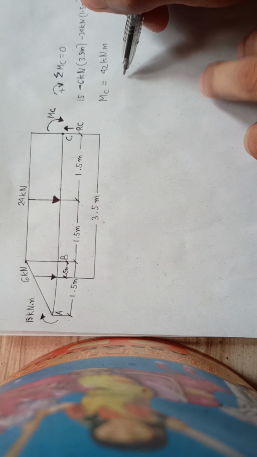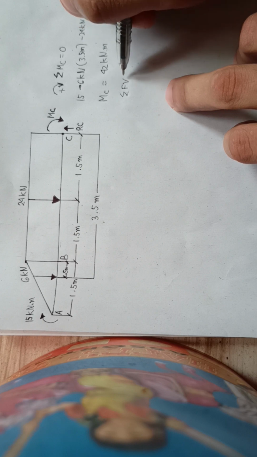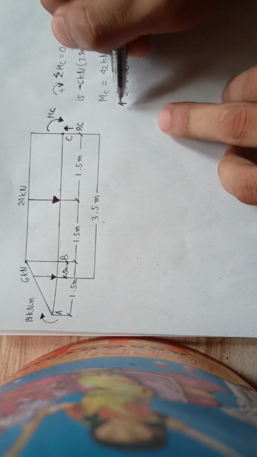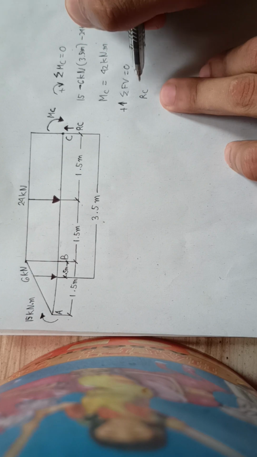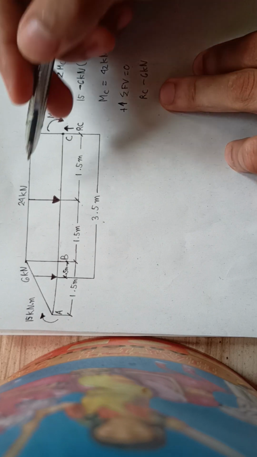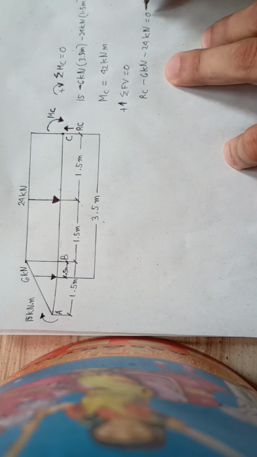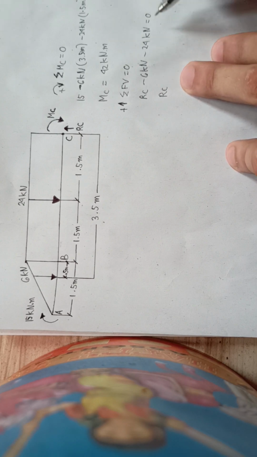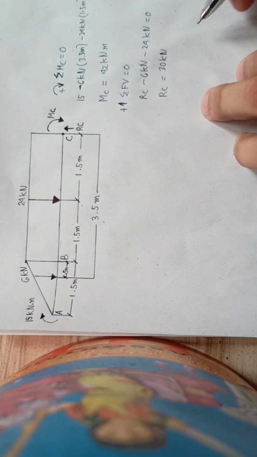And to find the value of our RC, we should get the summation of forces vertical is equals to 0. Then assume upward direction is positive. So RC is upward, positive RC minus 6 kilonewton and also negative 24 kilonewton is equals to 0. Then we should transpose it to the right side, and our value of RC is positive 30 kilonewton. So this is our value of our RC.